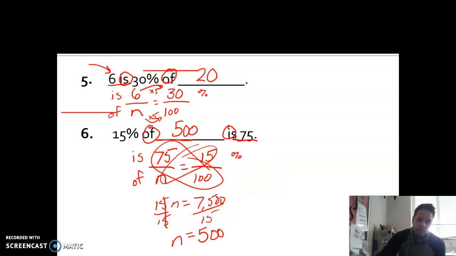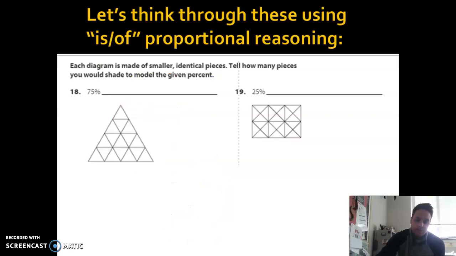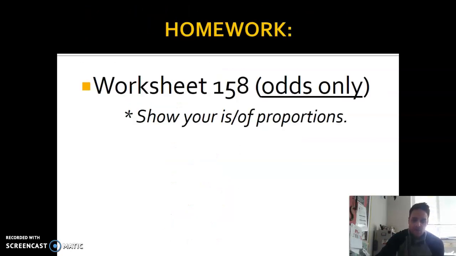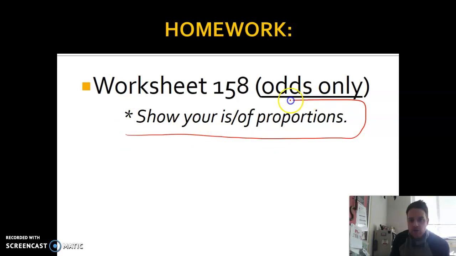All right. So hopefully you got a lot of those examples down. What I'm going to have you do for the rest of the period and tonight is work on worksheet 158, the odds only. Again, make sure you're only doing the odds. And notice right here, I want you to do these in your notebook under a proper heading, numbering the problem, showing quality work, and I want you to show your is over of proportions. So you should have good notes, good examples. Go back and watch the video if you need to. Worksheet 158, odds only, and make sure you show your is over of proportions.